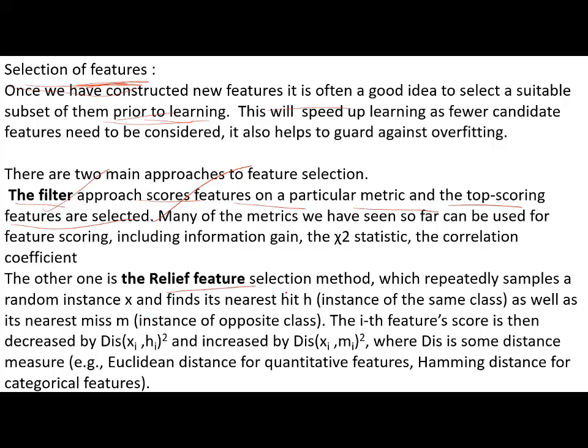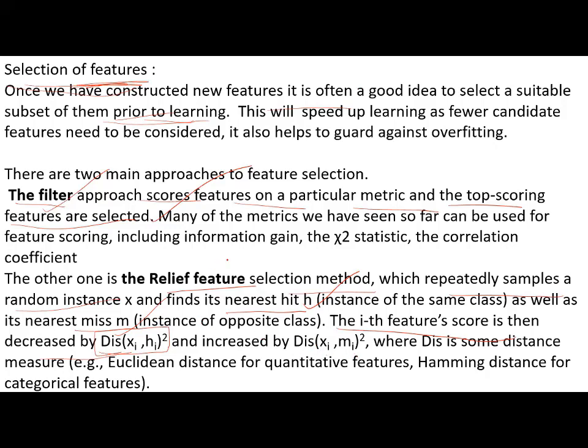Relief feature selection is a method which repeatedly samples a random instance X and finds its nearest hit H, as well as its nearest miss M. And the ith feature's score is then decreased by the distance of xi, hi whole square and increased by xi, mi whole square.